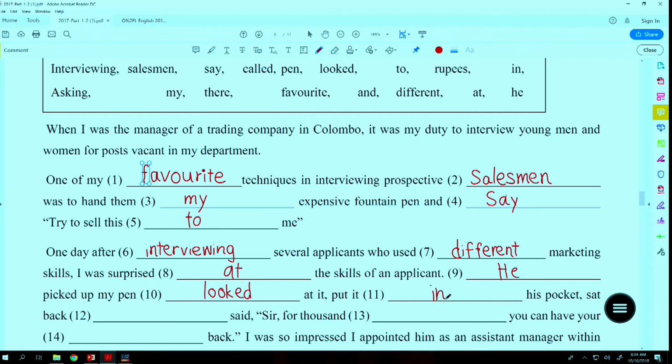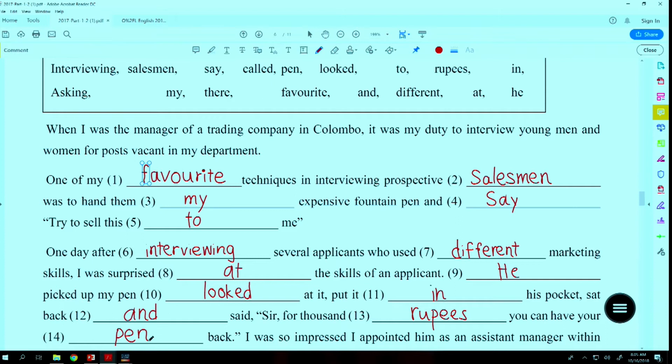Back and said 4,000 rupees. You can have your pen. You can have your pen back. I was so impressed, I appointed him as an assistant manager within weeks. Right, check your answers. Then we will move to the next question.